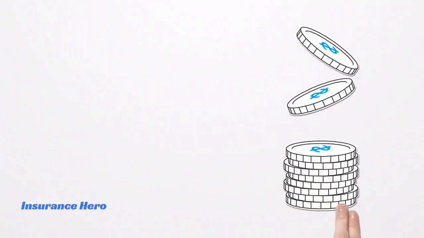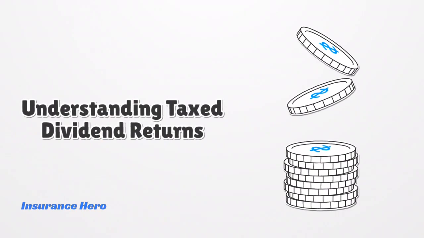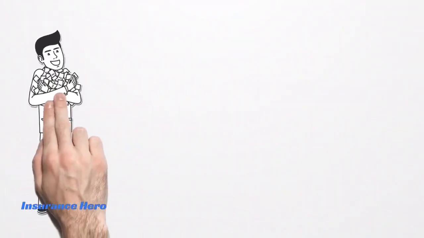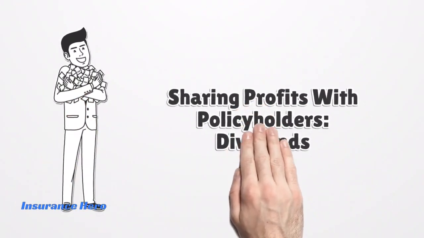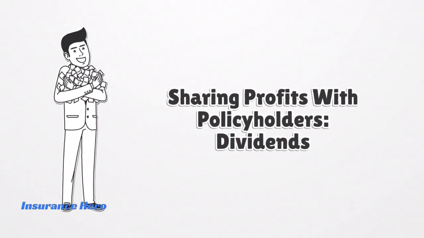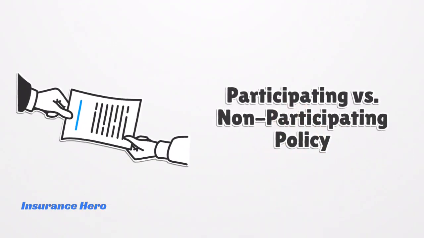Let's talk about dividends, which are a return of premium that has already been taxed, commissioned, and paid by the policyholder. When an insurer has a profitable year, they may choose to share their success with policyholders in the form of dividends. There are two types of whole life policies: participating and non-participating.